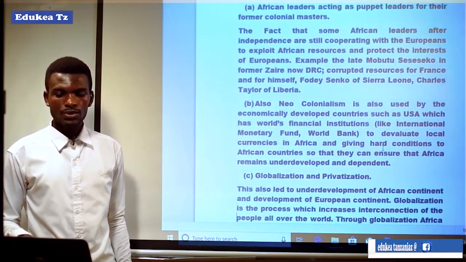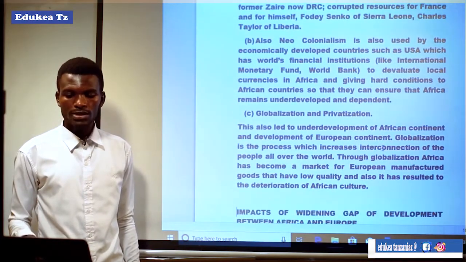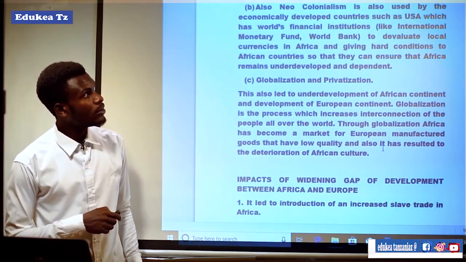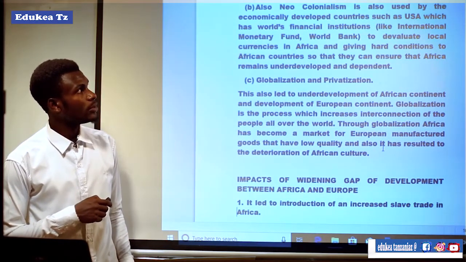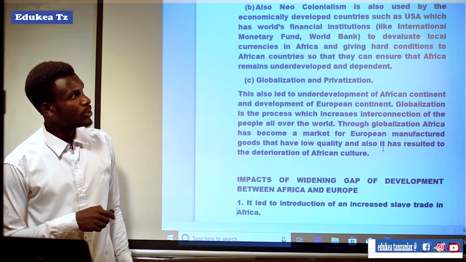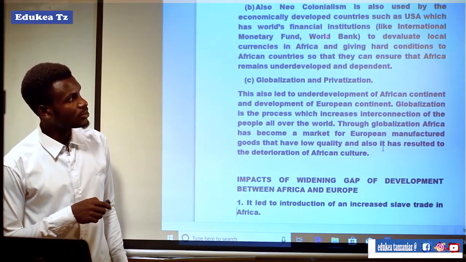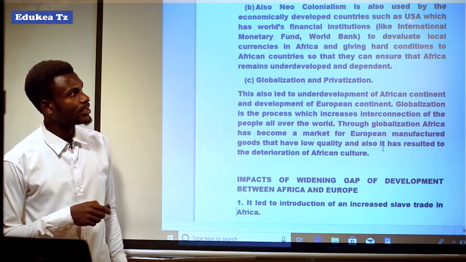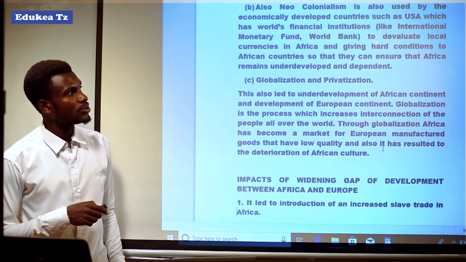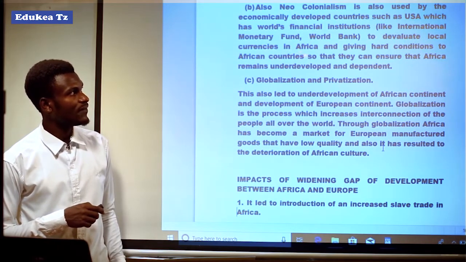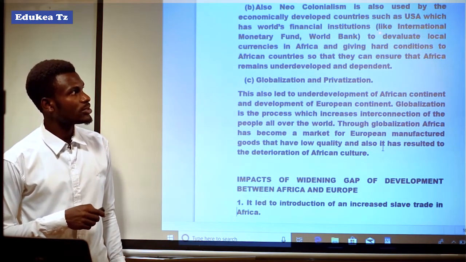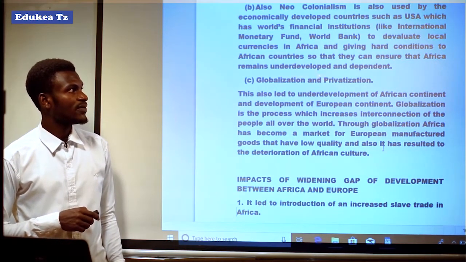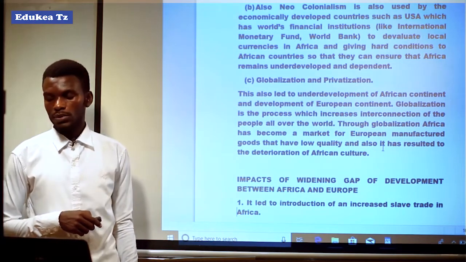Another concept in neo-colonialism was that it is also used by economically developed countries such as the USA, which has world financial institutions like the International Monetary Fund and the World Bank, to devalue local currencies in Africa and to add conditions to African countries so that Africa remains underdeveloped and dependent on those European nations.